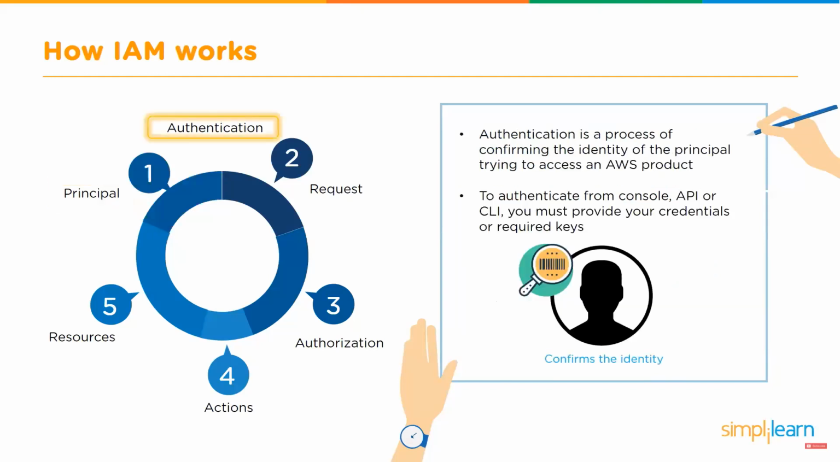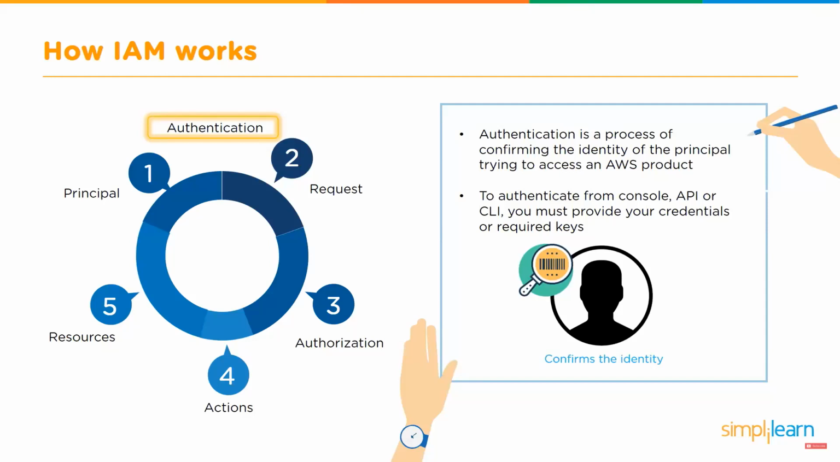Secondly, authentication. Authentication is a process of confirming the identity of the principal trying to access the AWS environment. Now, how does a user get authenticated? By providing credentials or the required keys to validate that this is who he or she is as per what's in the record. So all principals must be authenticated, and we get authenticated using the username and password to log into the console. If it is CLI, we get authenticated using the access key and the secret access key.